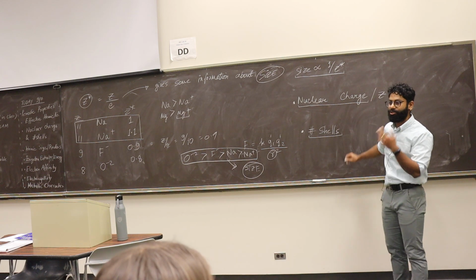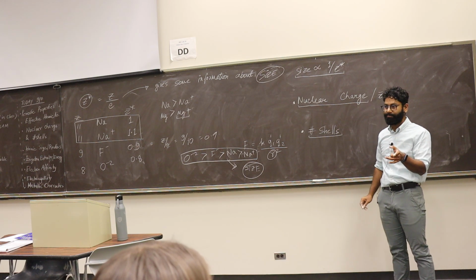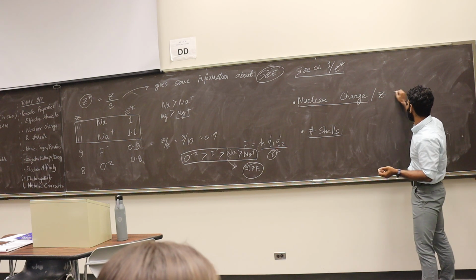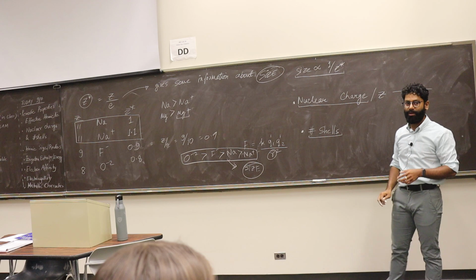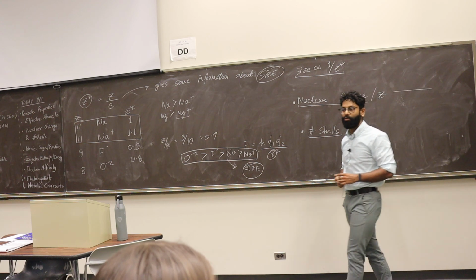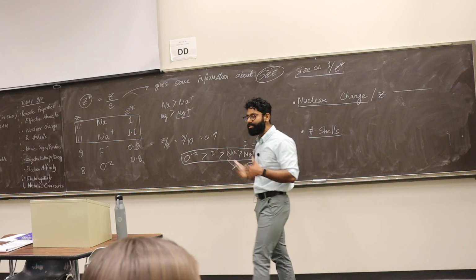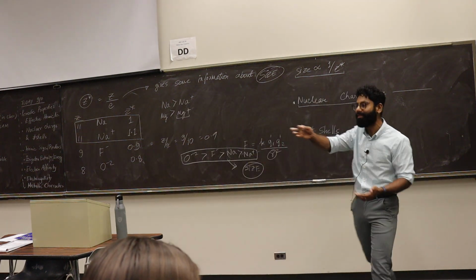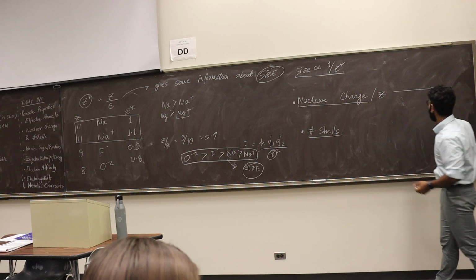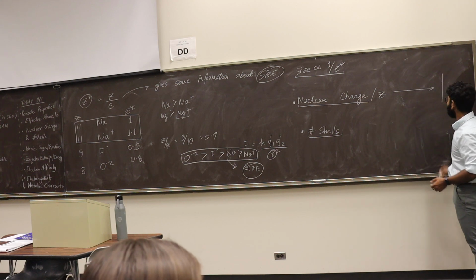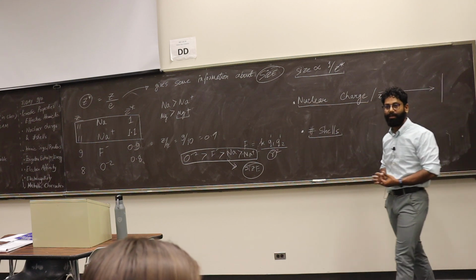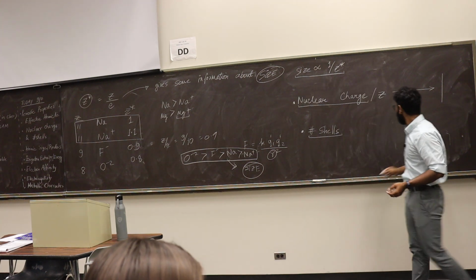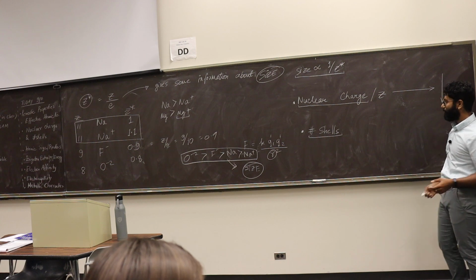So nuclear charge should be easier to predict. Whenever you go from left to right in the periodic table, what is happening to the nuclear charge? Is it increasing or decreasing? It's increasing, because you're filling it up. And what is happening when you are coming down a group? It's increasing, right? So no worries there.